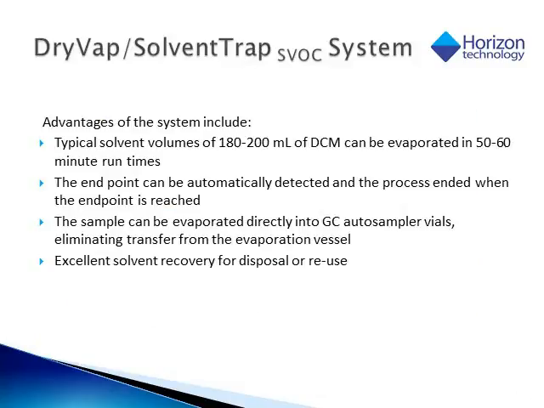The DryVap SolventTrap SVOC system's advantages include typical solvent volumes of 180 to 200 milliliters of DCM can be evaporated in 50 to 60 minutes run time. The endpoint can be automatically detected and the process ended when the endpoint is reached. The sample can be evaporated directly into GC autosampler vials, eliminating transfer from the evaporation vessel. An excellent solvent recovery for disposal or reuse.